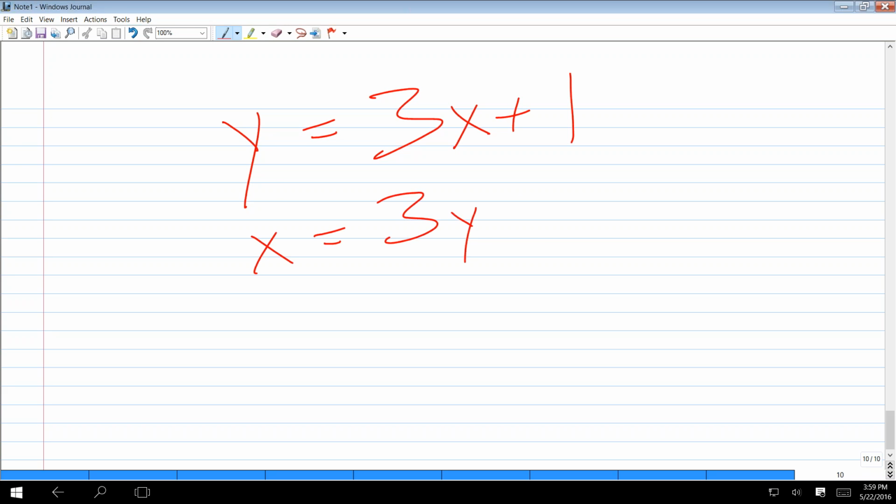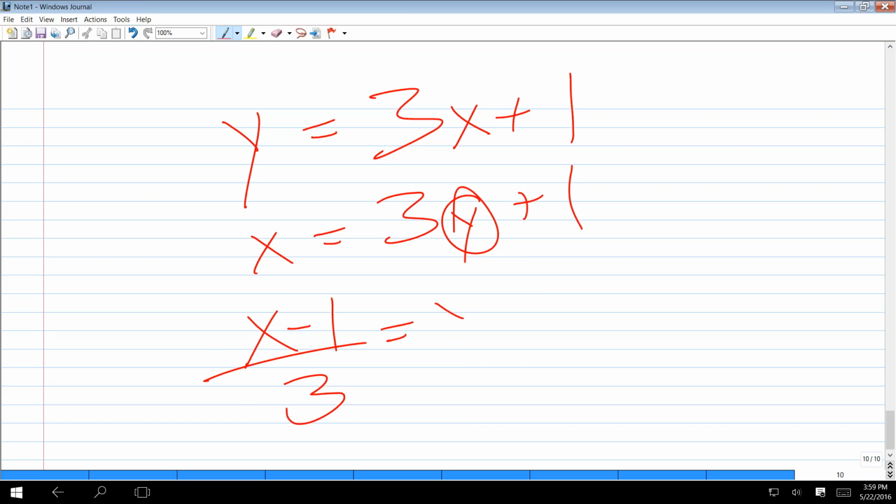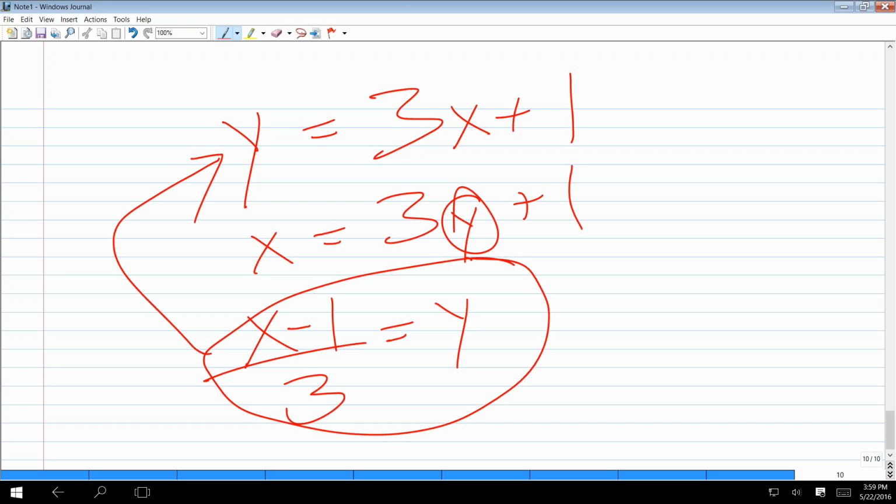There's 2 rules to find the inverse of a function. Switch the variables and solve for y. Okay. You know what I mean? In other words, if I give you this as my function and I say find the inverse of it, first step, switch the variables. Second step, solve for that y right there. So that y is going to be x minus 1 over 3. That's pretty. And that's the inverse of that.